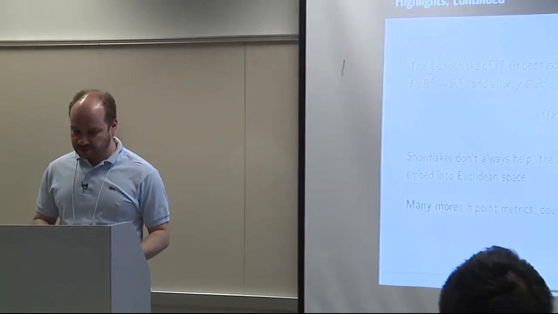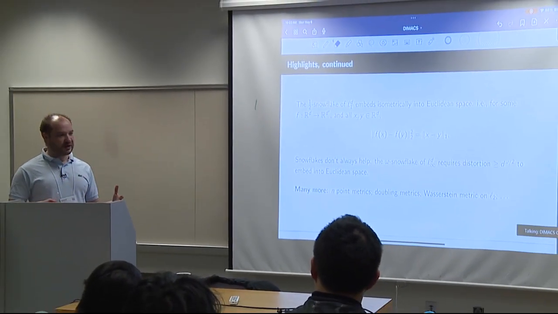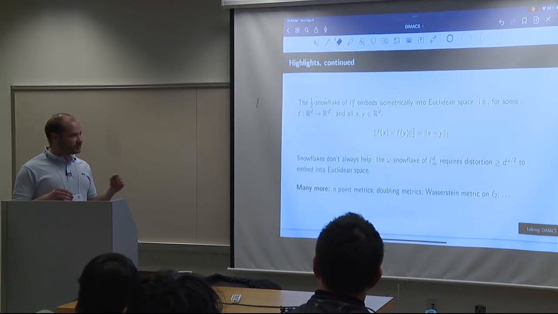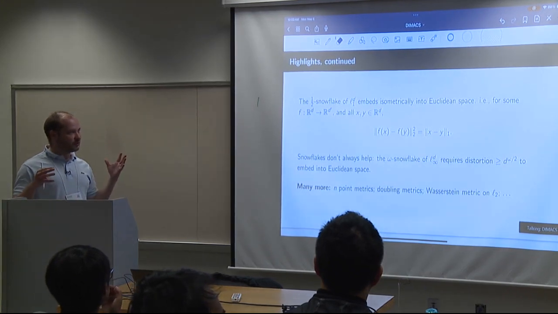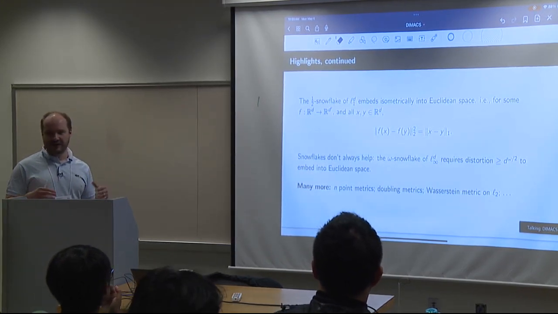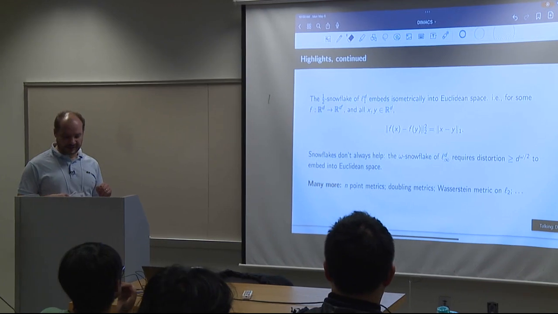Turns out that taking snowflakes sometimes helps, but not always. So that by itself won't fix the problem. So we'll try to do something else so that I can still reduce d-dimensional norms, even when d is high, in a useful way, to something nice like Euclidean space.